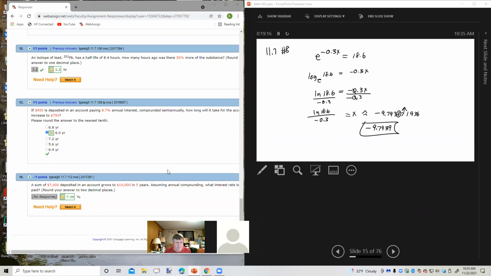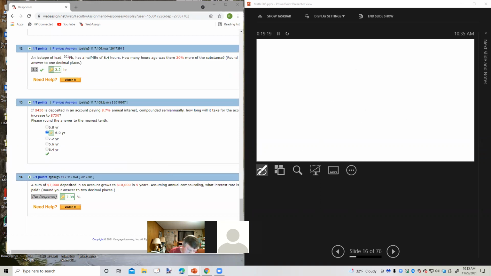Okay, next up is number 14, again from 11.7. And it says, a sum of $7,000 deposited in an account grows to $10,000 in 5 years. Assuming annual compounding, what interest rate is paid? Now, notice it is not continuous compounding, it's annual compounding. So the formula we're going to use is one of those first ones we looked at, A equals P times 1 plus R over K to the KT power.